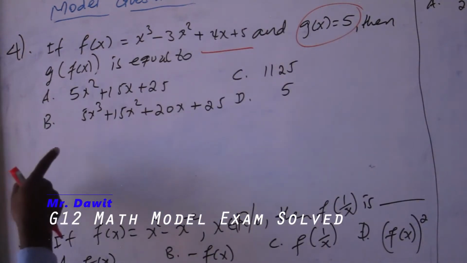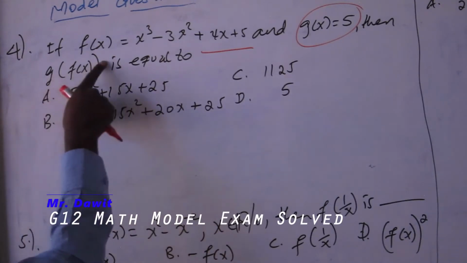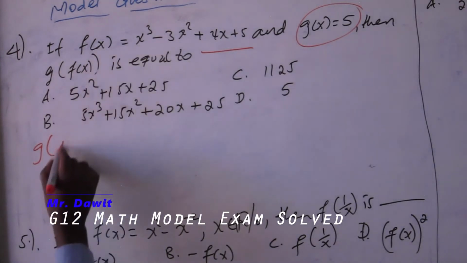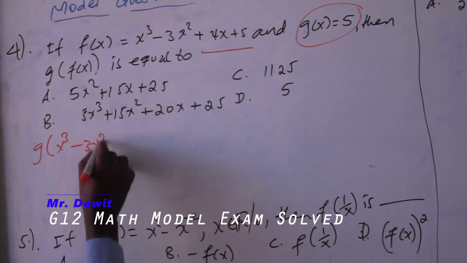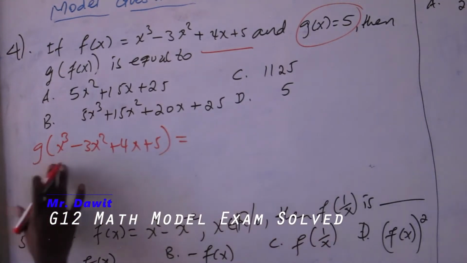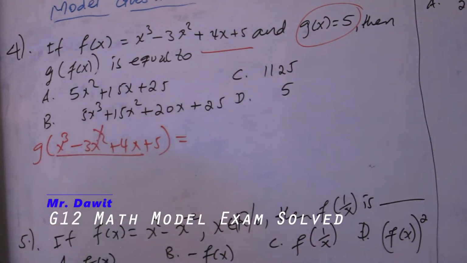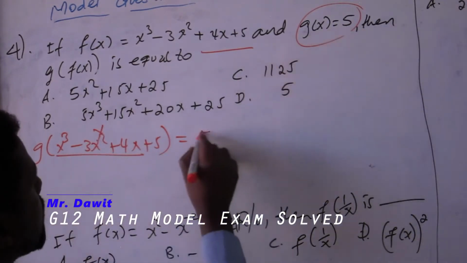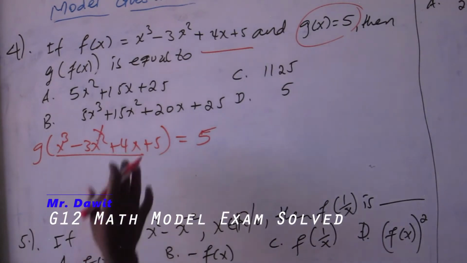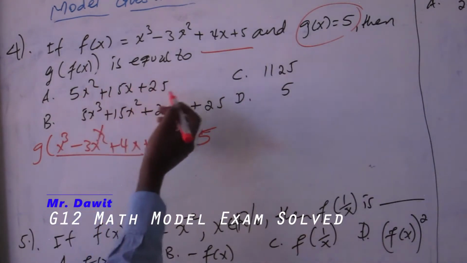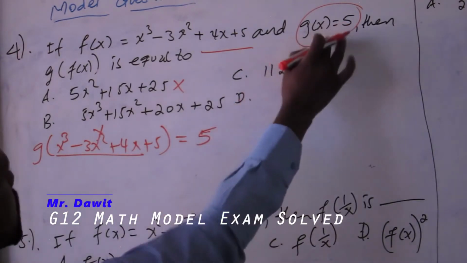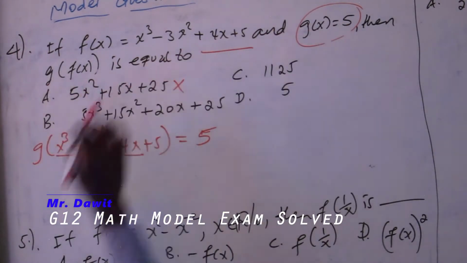So this means we can say that g of f of x becomes what? Not x cubed minus x squared plus 4x plus 5; whatever the value of x, let's say this is 1, that becomes a constant, that is 5. A constant function is always considered as a constant. So option a, 5x squared plus 15x plus 25, is wrong because g is a constant function and this one is a real function.